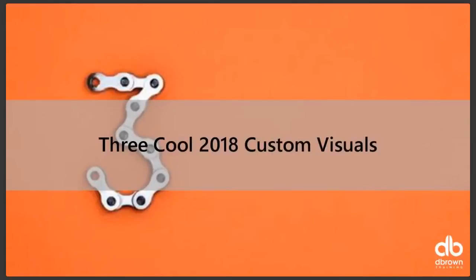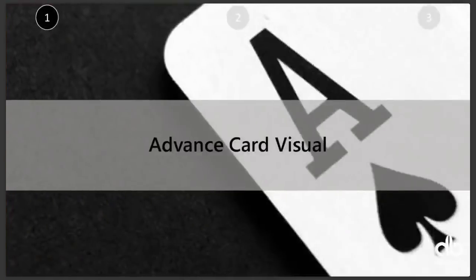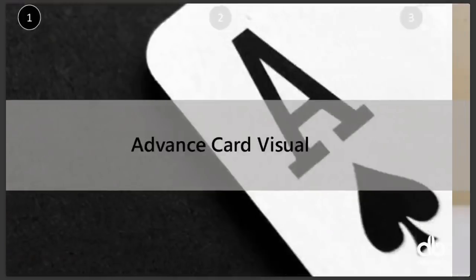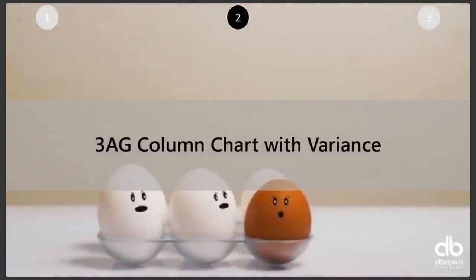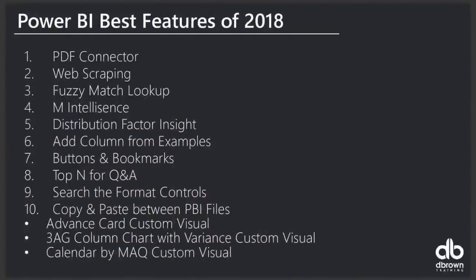So we're supposed to also show you three cool 2018 custom visuals. We'll do lots of custom visuals for the next webinar for February. So we'll add these there. These were some nice custom visuals we wanted to talk about. And this was your Power BI best features for 2018. PDF connector, web scraping, fuzzy match lookup, Intellisense, distribution factor insights. You get some insights on distribution.